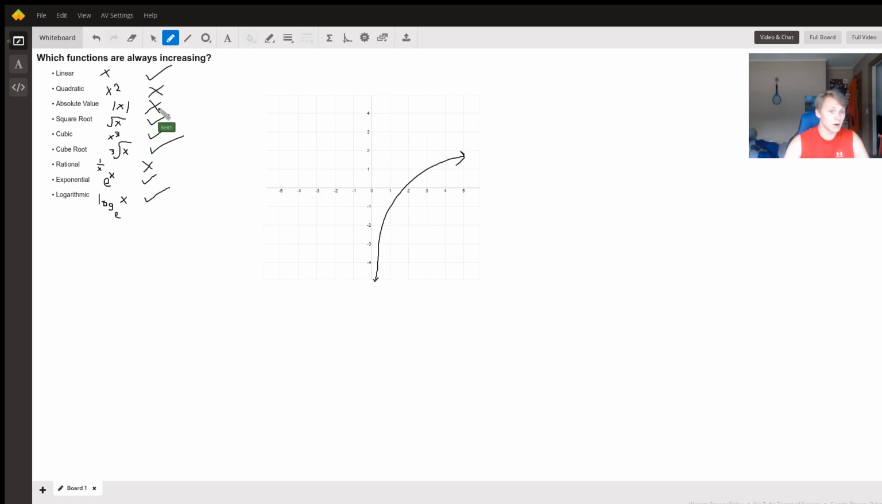So for the most part, most of these are always increasing. Quadratic is not, absolute value is not, and rational is not. Everything else, its parent function, so the simplest function you can make using each type, are always increasing. But again, be smart about how you apply it, because while x cubed is always increasing, negative x cubed is not. So use your best judgment to answer this. But this template and those reasons are a pretty fitting answer to the best way I could answer this. So there you go.